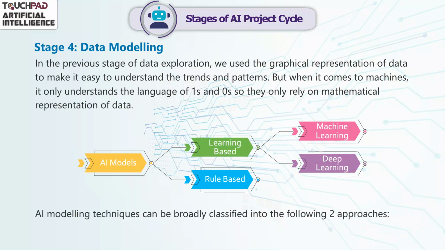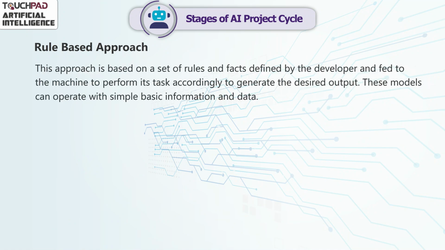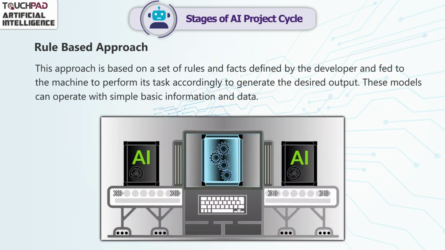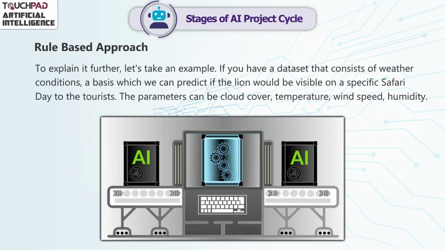AI modeling techniques can be broadly classified into the following two approaches. Rule-based approach. This approach is based on a set of rules and facts defined by the developer and fed to the machine to perform its task accordingly to generate the desired output. These models can operate with simple basic information and data. To explain it further, let's take an example.